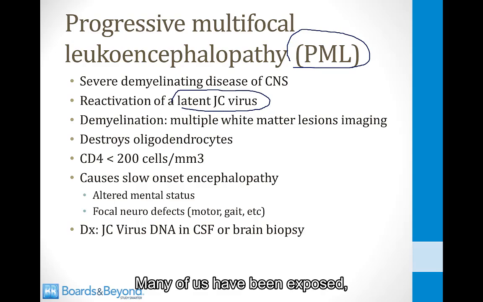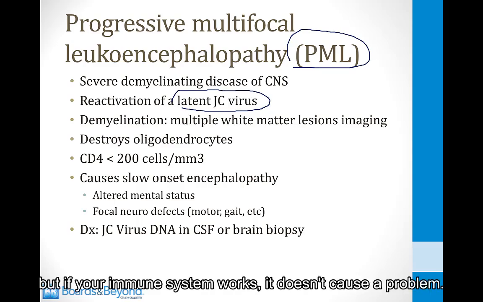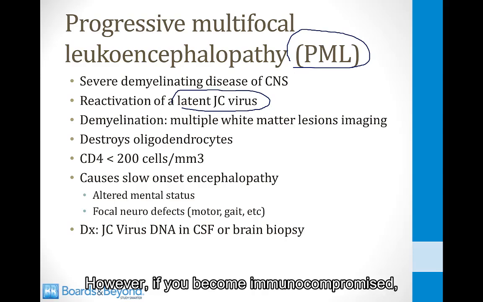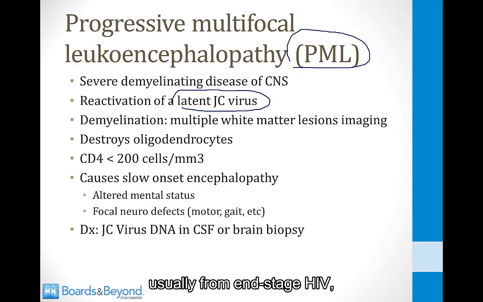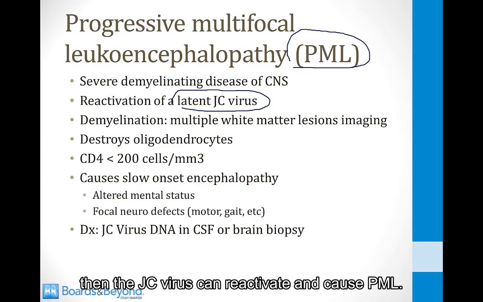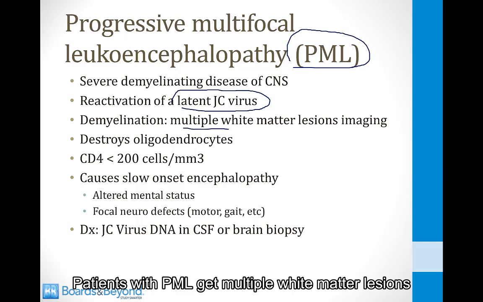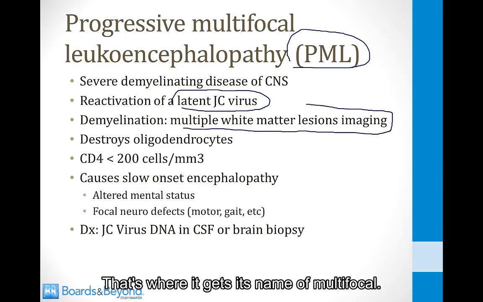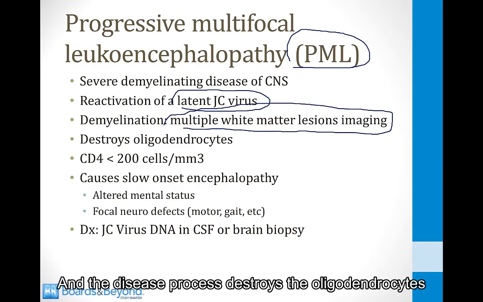Many of us have been exposed. But if your immune system works, it doesn't cause a problem. However, if you become immunocompromised, usually from end-stage HIV, then the JC virus can reactivate and cause PML. Patients with PML get multiple white matter lesions on brain imaging. That's where it gets its name of multifocal. And the disease process destroys the oligodendrocytes.